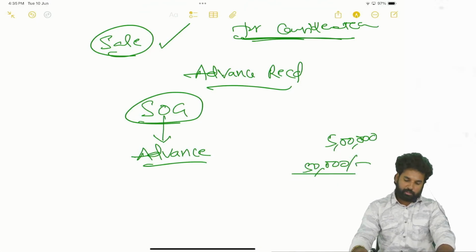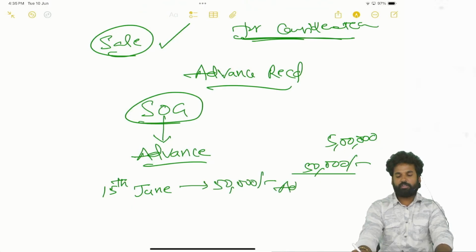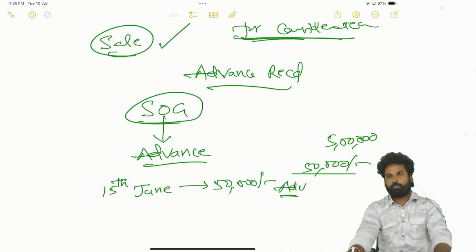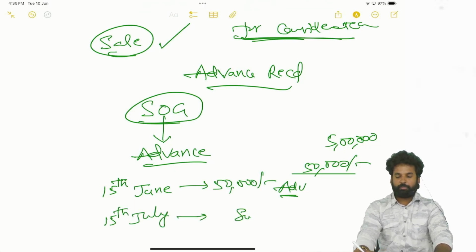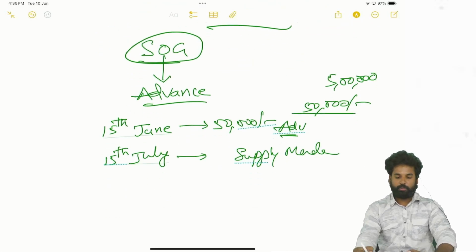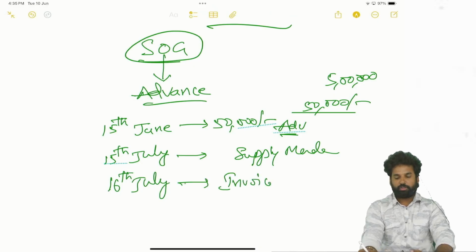See, I have received on 15th June 50,000 rupees as an advance for supply. Okay, I have made the supply on 15th July. Supply made on 15th July. I have given the invoice on 16th July.